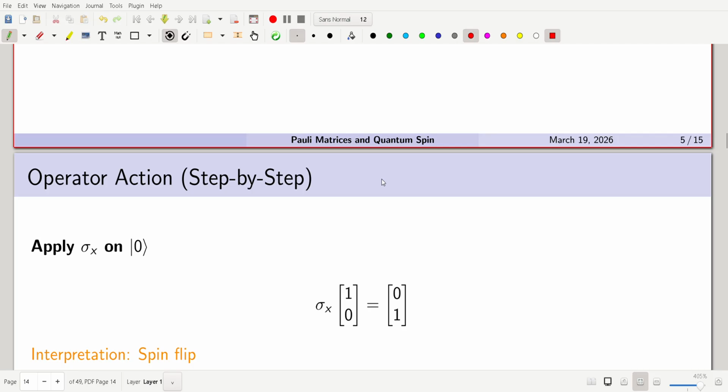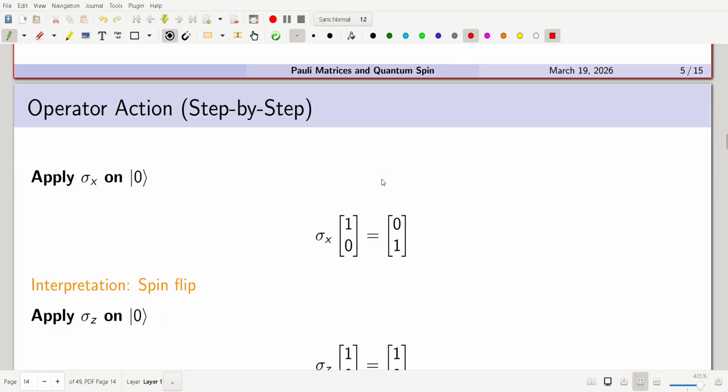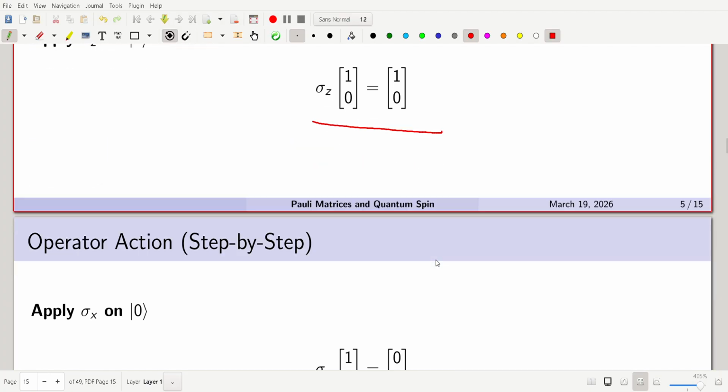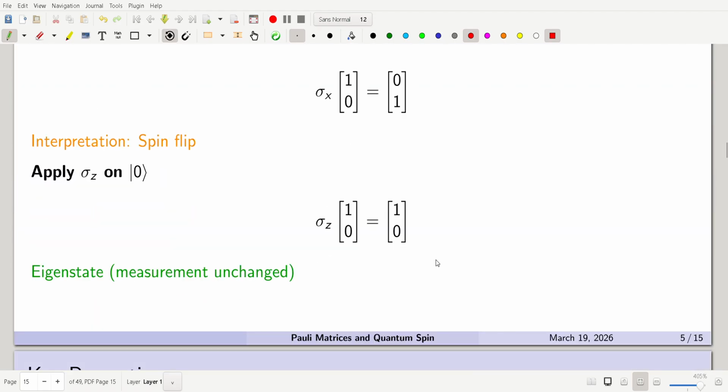Now the operator action of sigma x on |0> we already discussed. If you apply sigma z on |0>, sigma z times (1, 0) is equal to (1, 0). This is the same state, so it is called an eigenstate. The measurement is unchanged, there is no change at all. But if you apply sigma x, it gets flipped.